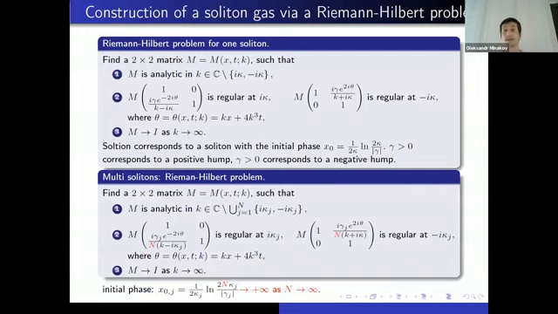First of all, if we have just one soliton, it corresponds to some Riemann-Hilbert problem. So we have a 2 × 2 matrix M, which is meromorphic in the complex plane and has pole conditions at 2 points on the imaginary axis. Here we have this parameter gamma. The point kappa determines the speed and the size of the soliton, and the initial position of the soliton is determined by this parameter gamma.